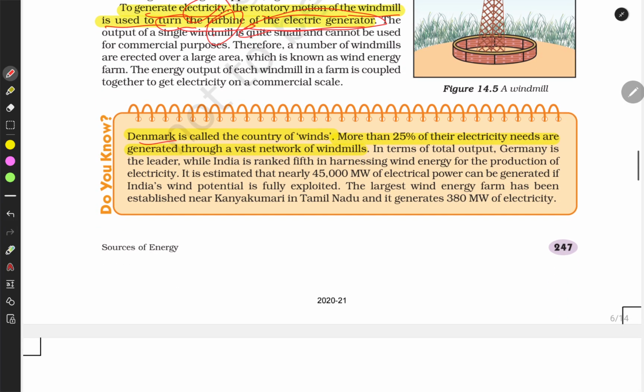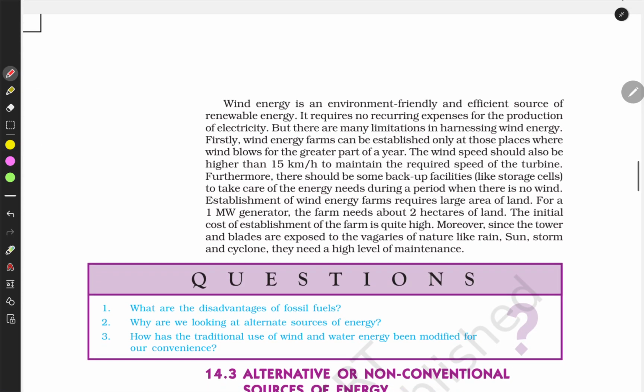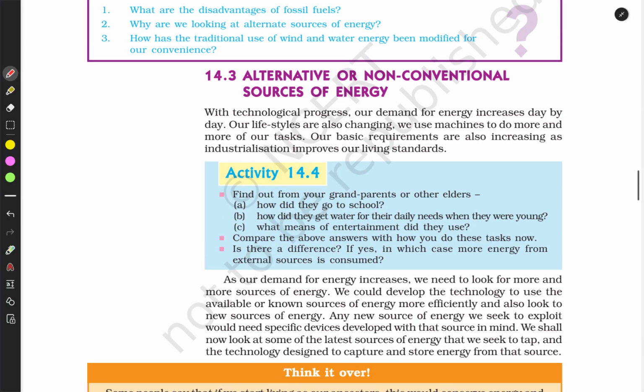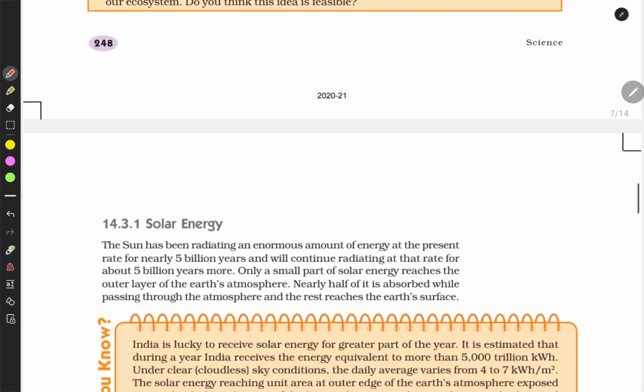And Denmark, which is a European country, is called the country of winds. More than 25% of their electricity needs are generated through a vast network of windmills. So a lot of windmills are there in Denmark. So let's talk about some alternative and non-conventional sources of energy.